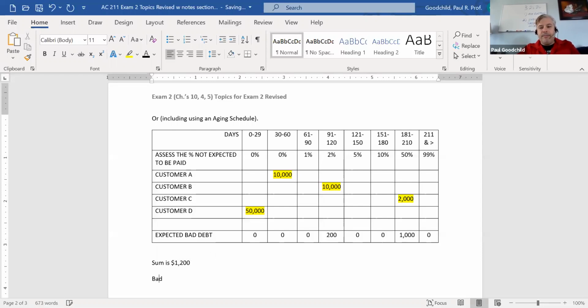So you'd have bad, sorry, give me 1 second. I gotta shift the page up for myself.